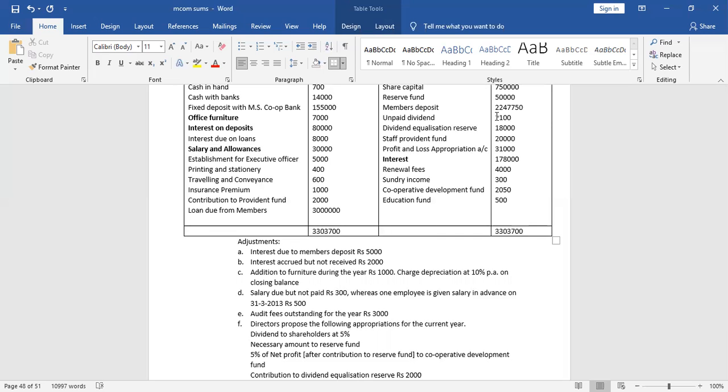मतलब किसका परसेंटेज होता है डिविडेंड? कैपिटल, शेयर कैपिटल का परसेंटेज होता है. बट पे किधर से होता है? प्रॉफिट में से पे होता है. So appropriation में we have to show necessary amount to reserve fund.